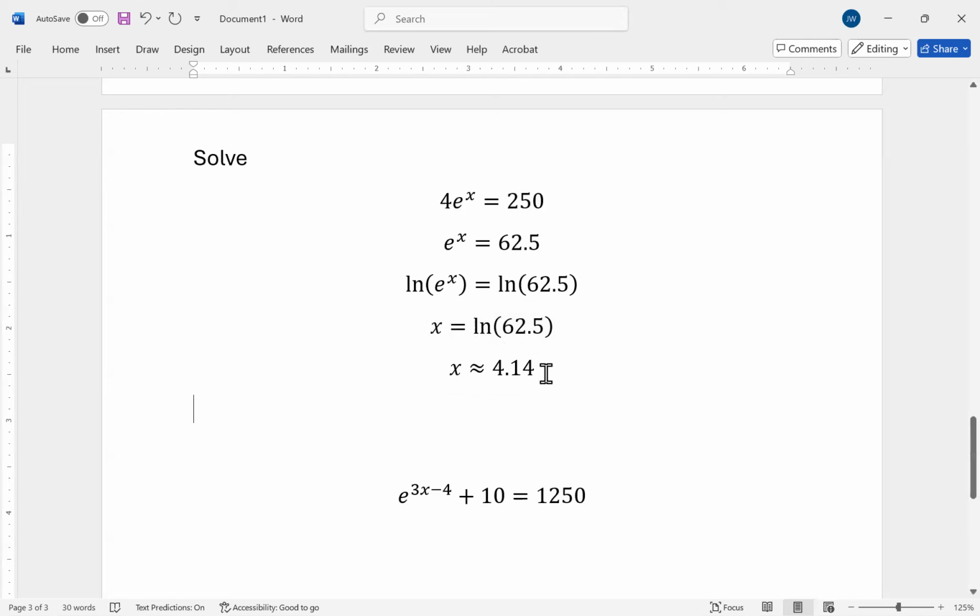You can check the answer if you'd like by plugging it in, whether you plug in the exact value into this 4 times e to the x and get exactly 250, or plug in an approximate value and get close to 250. Either way is fine. The key part is we're applying natural log to both sides after I've isolated the e to the x.